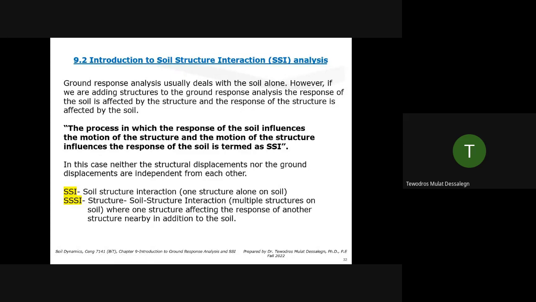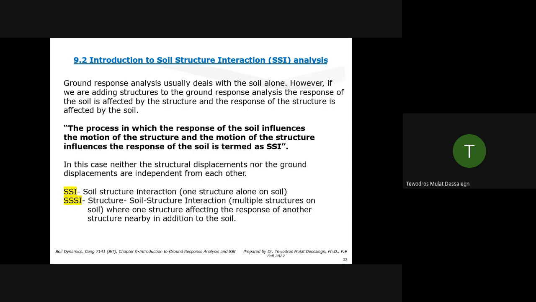So this is section 9.2, the second section of chapter 9, Introduction to Soil Structure Interaction. The first part was Introduction to Ground Response Analysis. This part focuses on SSI, which follows the ground response analysis. Ground response analysis, we saw using the wave propagation techniques, or it can also be done with full time history analysis, but it mainly focuses on the soil part.